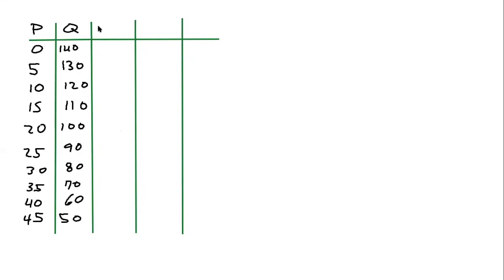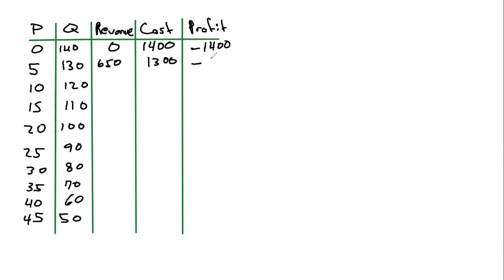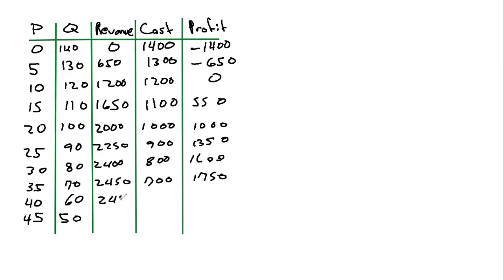So first, let's calculate a few things. We want to calculate revenue, the cost, and the profit at each of these levels. So we have $0 revenue at $0 price, and our costs are $10 per resident, so $1,400, and profit is negative $1,400. At a price of $5 and 130 residents, we have revenue of $650 and cost of $1,300 with a profit of negative $650, and we can continue this for the whole table.